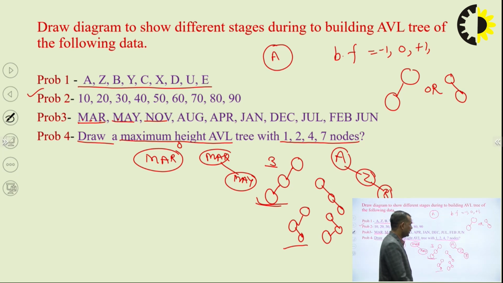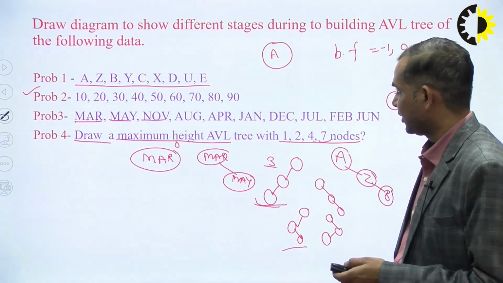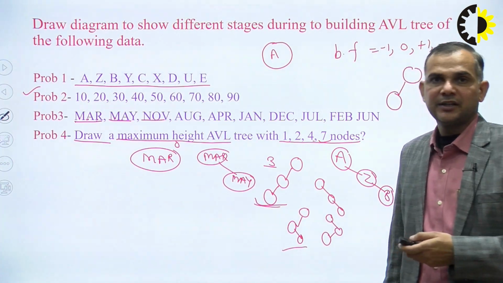Clear? Similarly, we have to find, if we have 4 nodes, what is the height of the tree, and if we have 7 nodes, what is the height of the tree. So these are the main problems we discussed in the AVL tree. Okay, in the B tree we will take it in the next question.